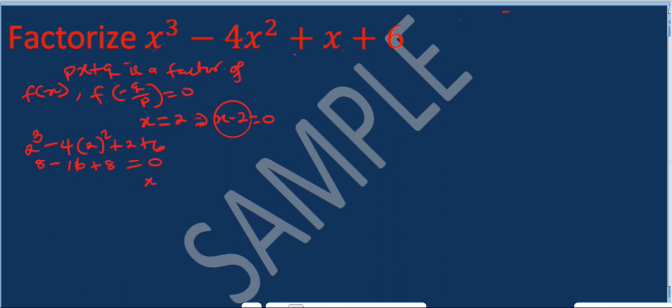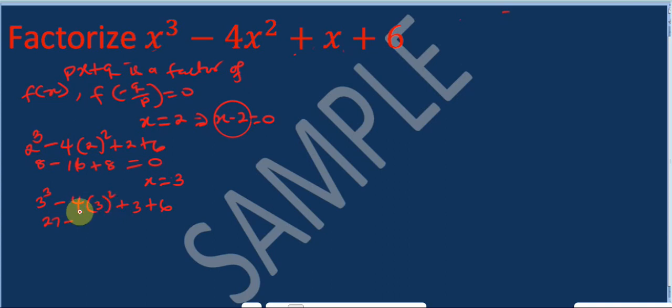So I'm going to do the same with 3. Now, if I assume x to be 3, I'm going to replace x with 3 to see if I will get 0. If I get 0 here, I will know that 3 is also a factor. So doing that, I will have 3 raised to the power of 3 minus 4 bracket 3 raised to the power of 2 plus 3 plus 6.